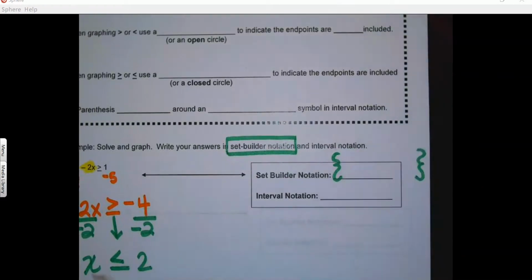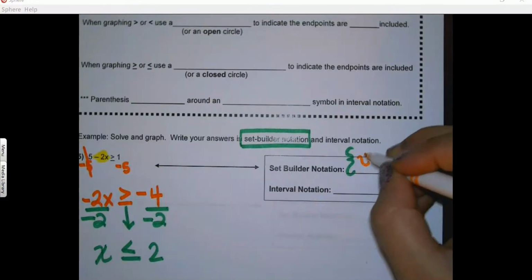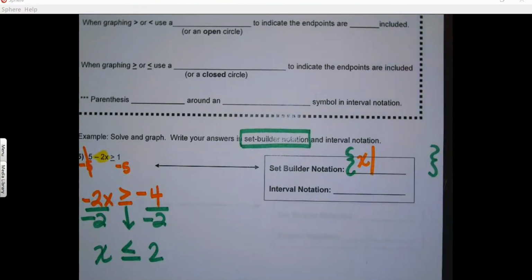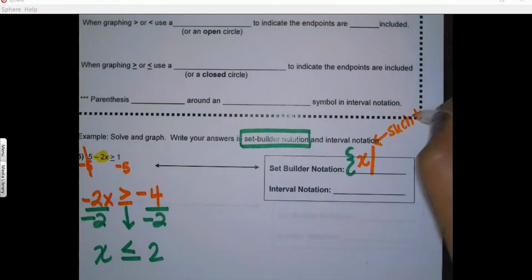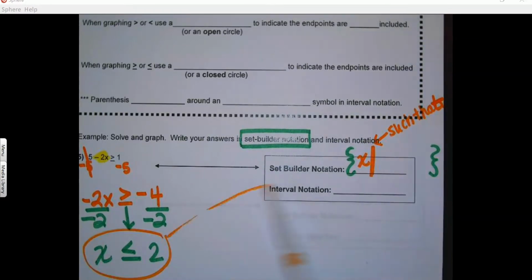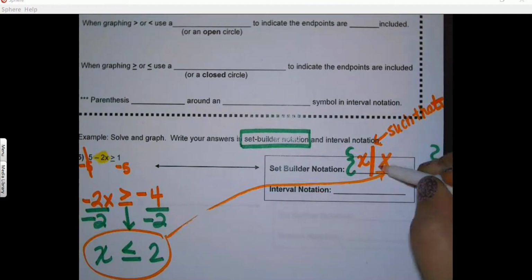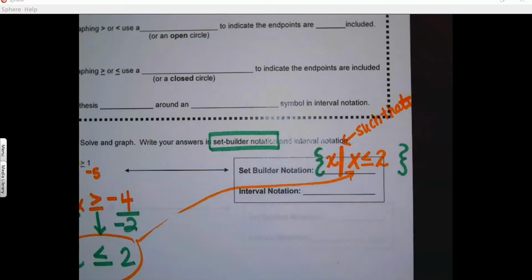And then what you're going to do is take the variable that's in the problem. So if it was an m, you use an m. In this problem, it's an x. So I'm going to put the x, and then you're going to put a vertical line. That vertical line means such that. So what we're saying right here is the set of all x's such that, and then you're going to take this and put it right there. So you're going to copy the answer we got and put it right there. So that's called set builder notation.